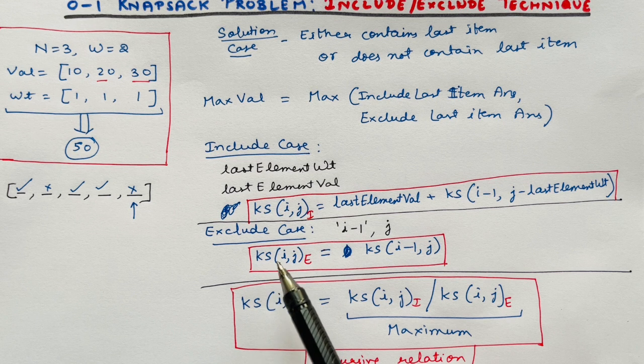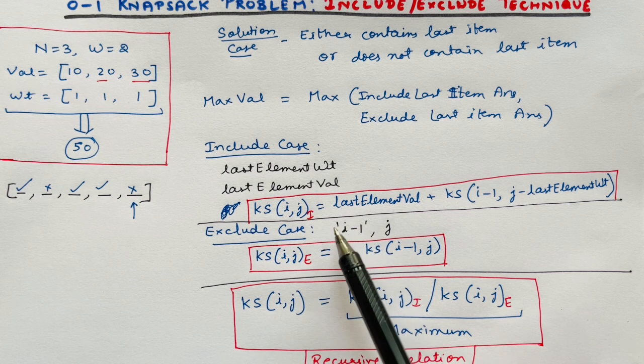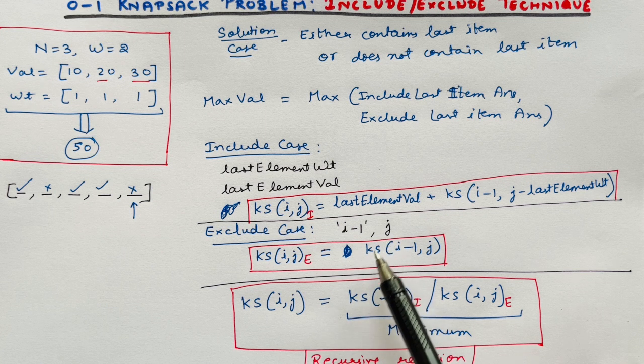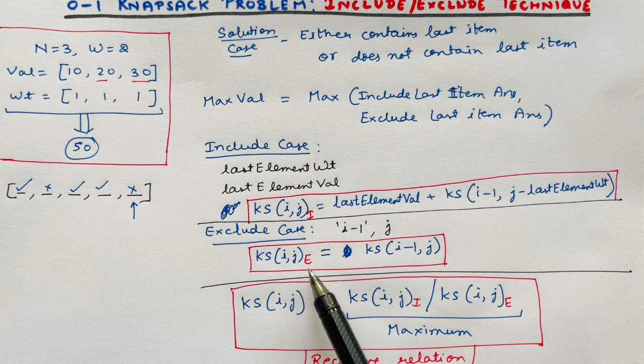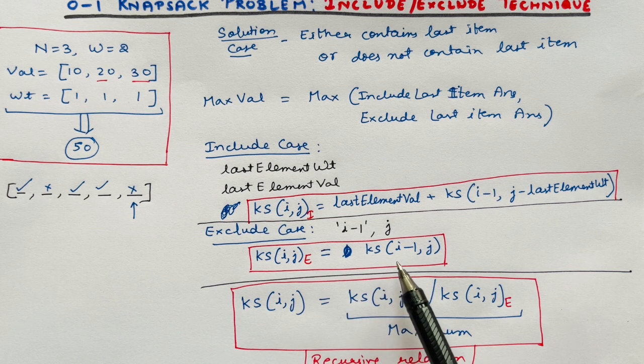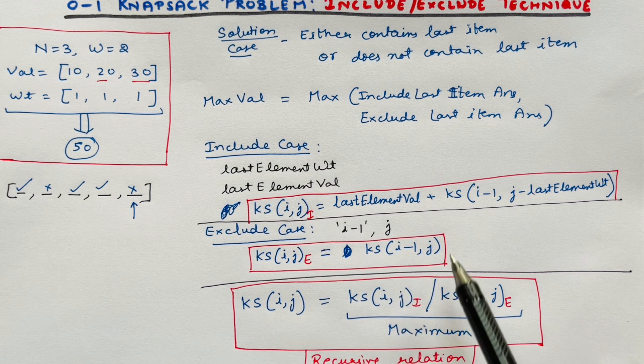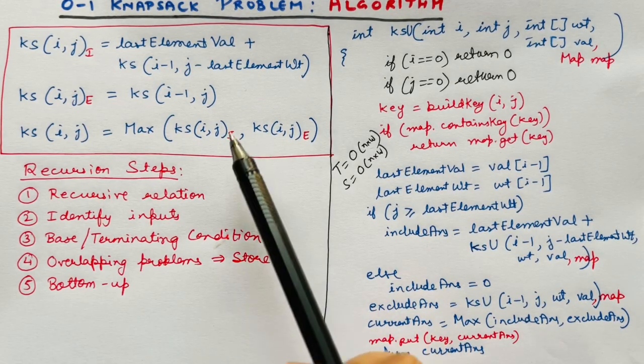And if we were to exclude the last element, that means our problem became that we have to find the maximum value to obtain by using only first I minus 1 elements and the J capacity. So we could see that our exclude answer will be knapsack of I minus 1 and J. Here what we had done was we had expressed our original problem in terms of answers of our smaller problems. That means we were using recursion and we were able to successfully derive the answer for the original problem using answers for smaller problems. So this was our recursive relation.